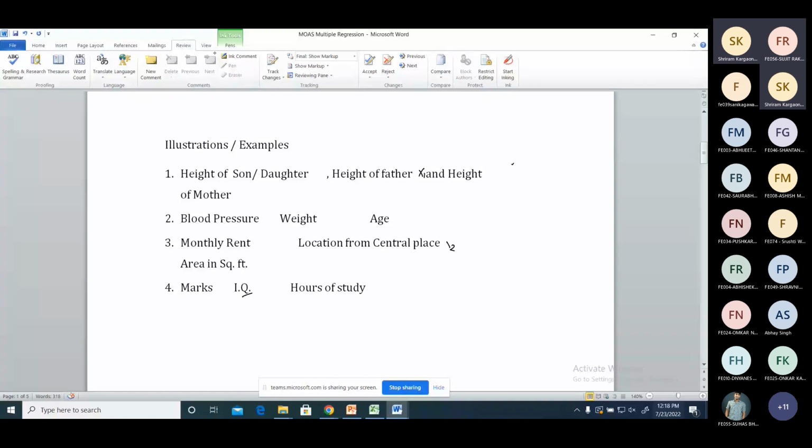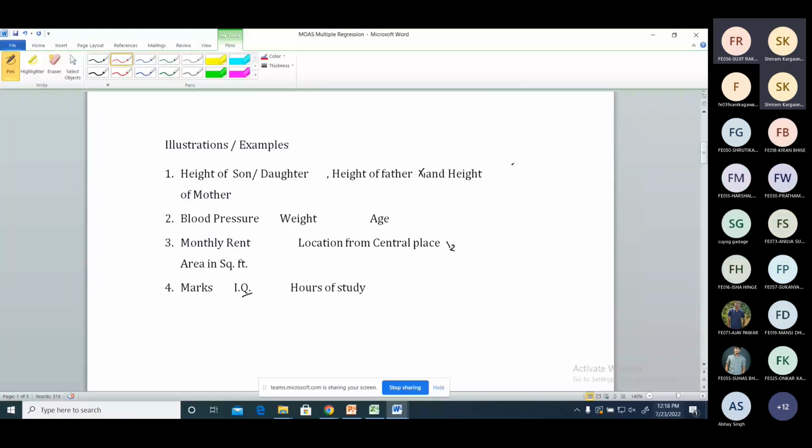Am I audible to all of you? Yes. Yes, sir. Okay. Okay. What is the need of multiple regression?